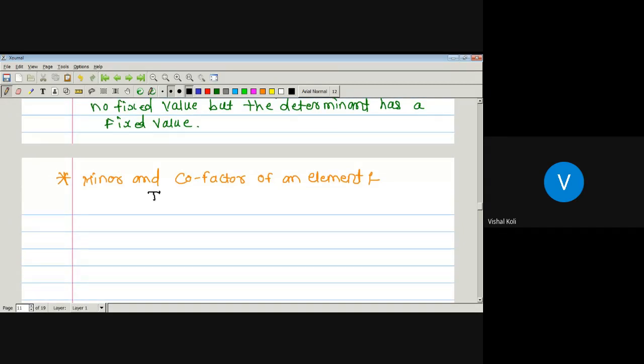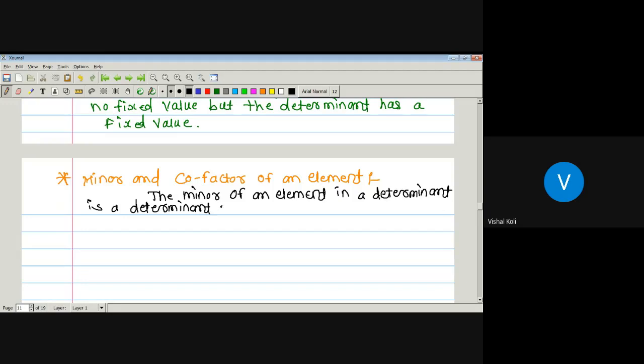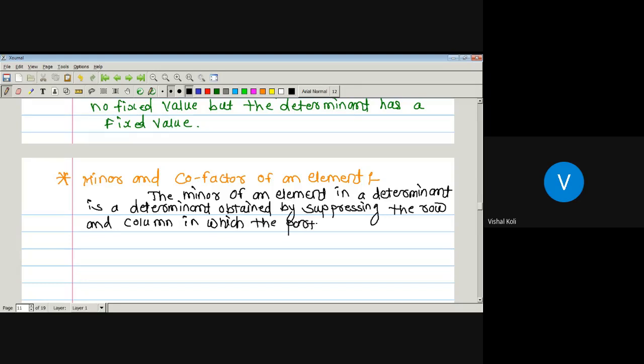The minor of an element in a determinant is a determinant obtained by suppressing the row and column in which the particular element occurs.